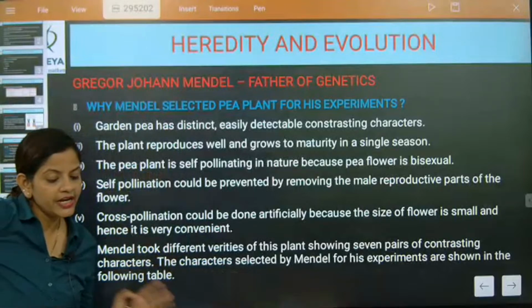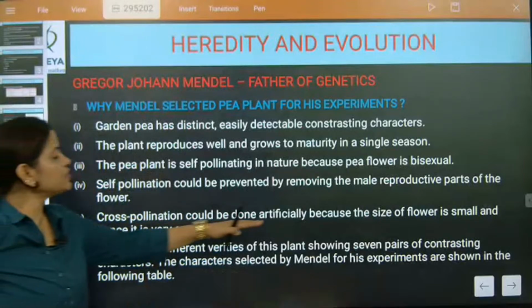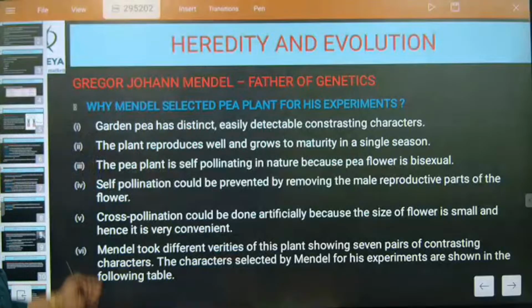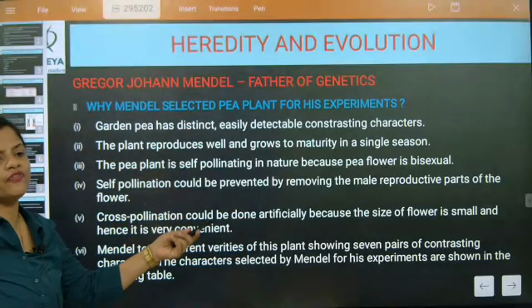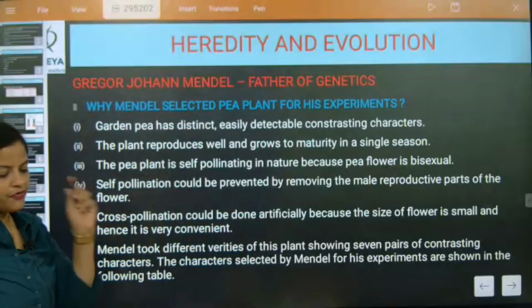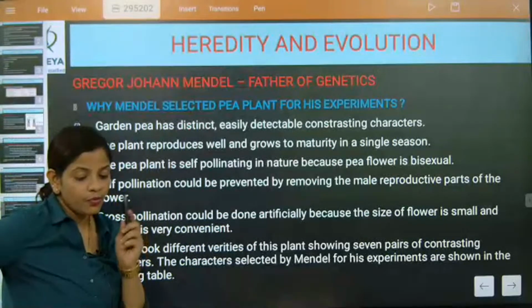Now we will go for the next one. Cross pollination could be done artificially. But self pollination, how can we prevent it? By removing the reproductive part. First point, we will write point wise.